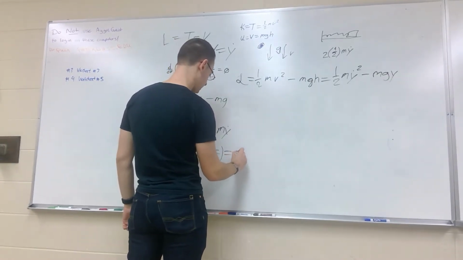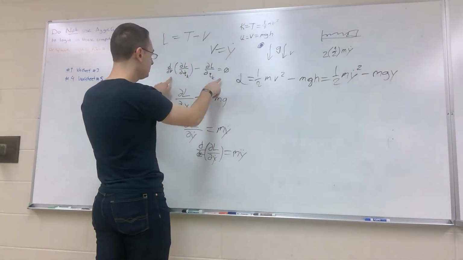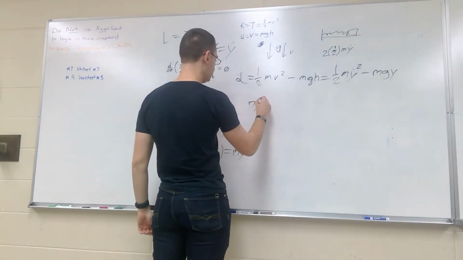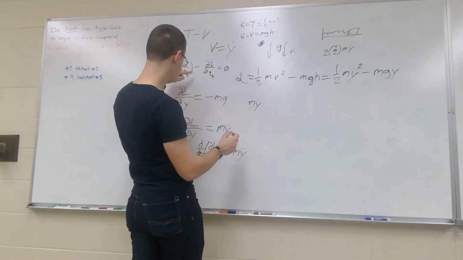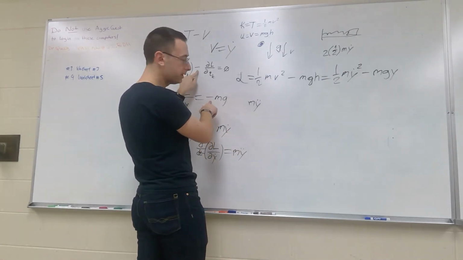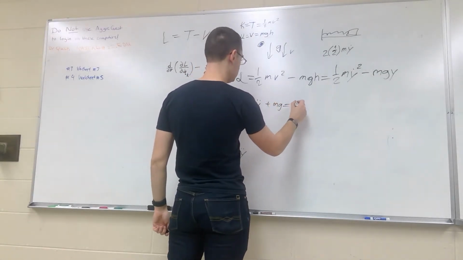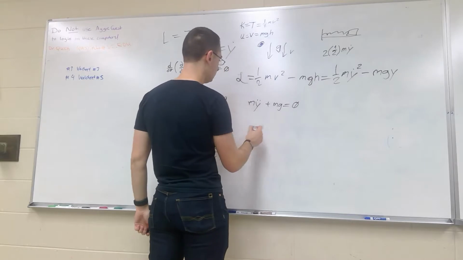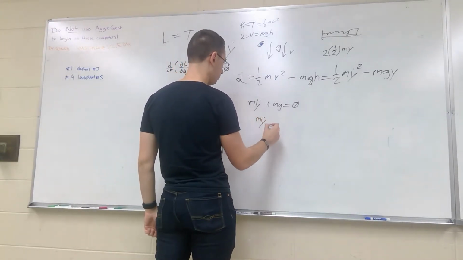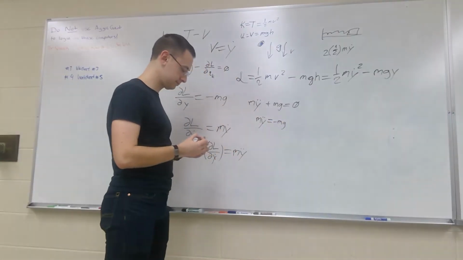Okay. And then the derivative with respect to time of this is going to equal m y double dot. So then if you plug that all back into here, you have m y double dot minus, this one is mg, so this is a minus and this is a minus, so this will be a plus. Plus mg equals 0. So your equation of motion is going to be m y double dot equals minus mg.